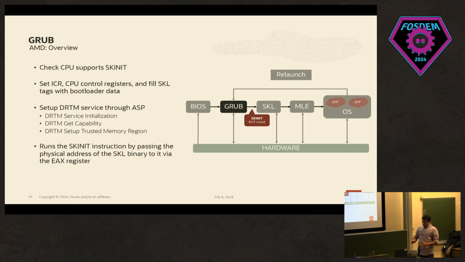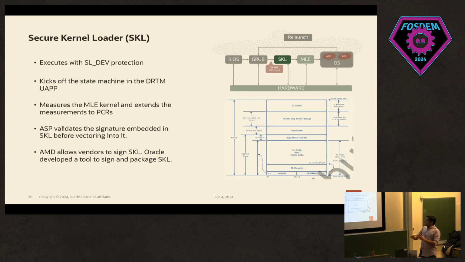So this part quickly goes over the individual sections. We already saw this in the previous diagrams, but just to quickly mention, the role of GRUB is to set up the pre-DRTM environment and to kick off the DRTM sequence. So GRUB sets up the ICRs, it puts the auxiliary processors in a parked state, and then we start the DRTM sequence.